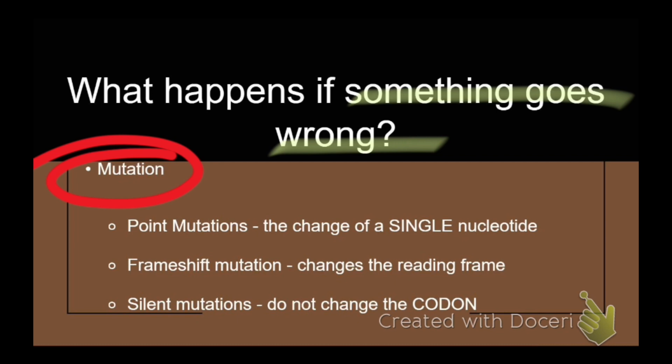All right. Right-hand side of your notes, I want you to put point mutation. This is the change in a single nucleotide. Point mutation is a change in a single nucleotide. We do have three types that we're going to talk about in just a second.